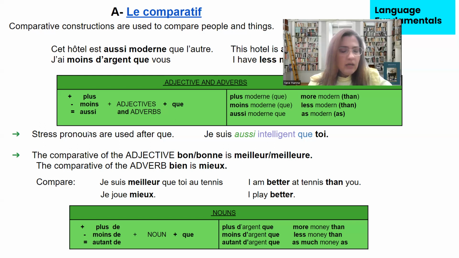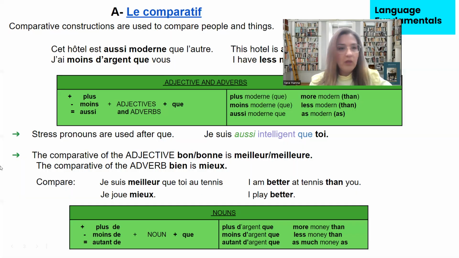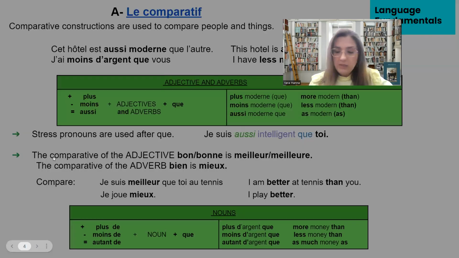D'accord. Stress pronouns should be used after que. So we can say, je suis aussi intelligent que toi. I am as intelligent as you. All right? We don't say que tu, we say que toi, which is a stress pronoun.